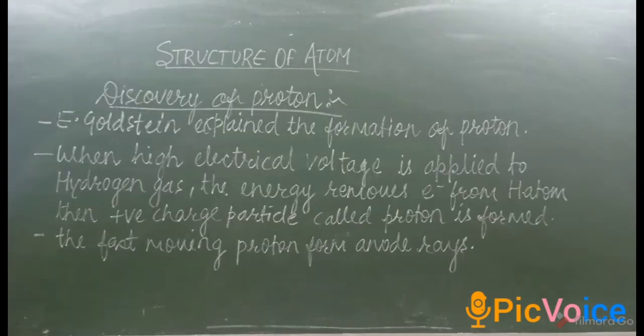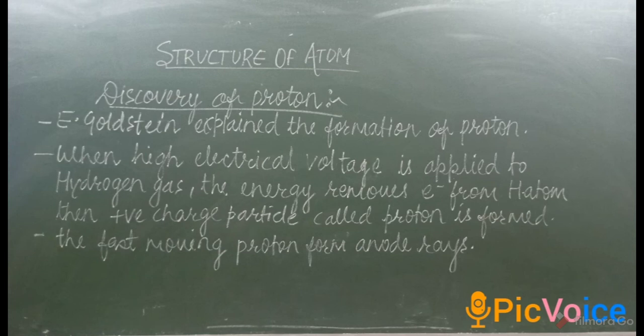Now next is discovery of proton. The existence of protons in the atom was discovered by E. Goldstein through an experiment in which he passed electricity at high voltage through a gas at very low pressure taken in a discharge tube. Then streams of heavy particles were given out by the anode, and the anode is the positively charged electrode. These streams of particles are called anode rays, and anode rays consist of positively charged particles.